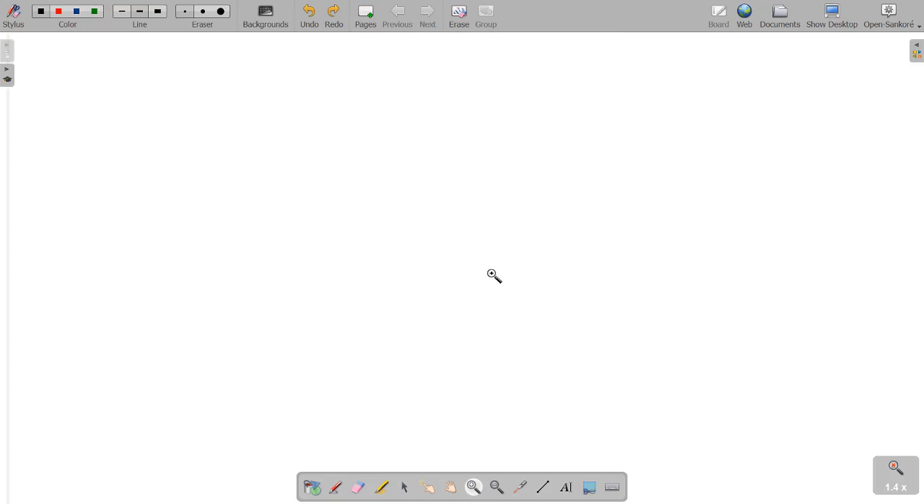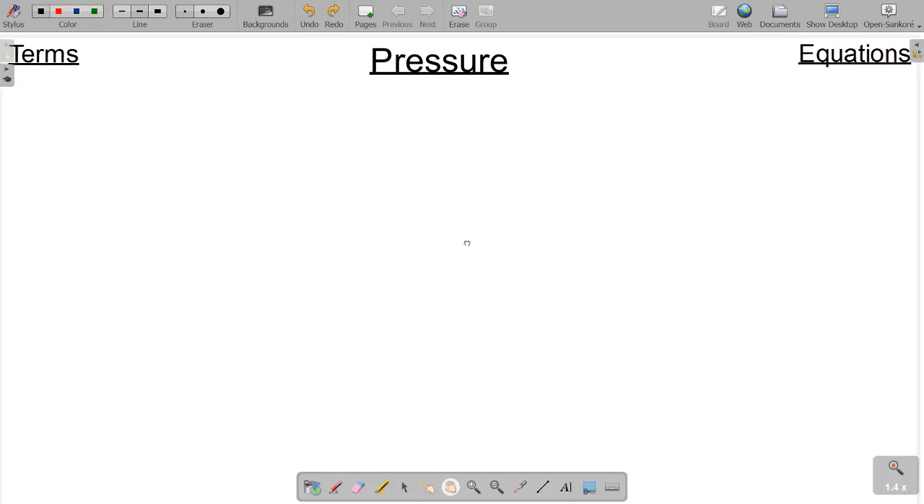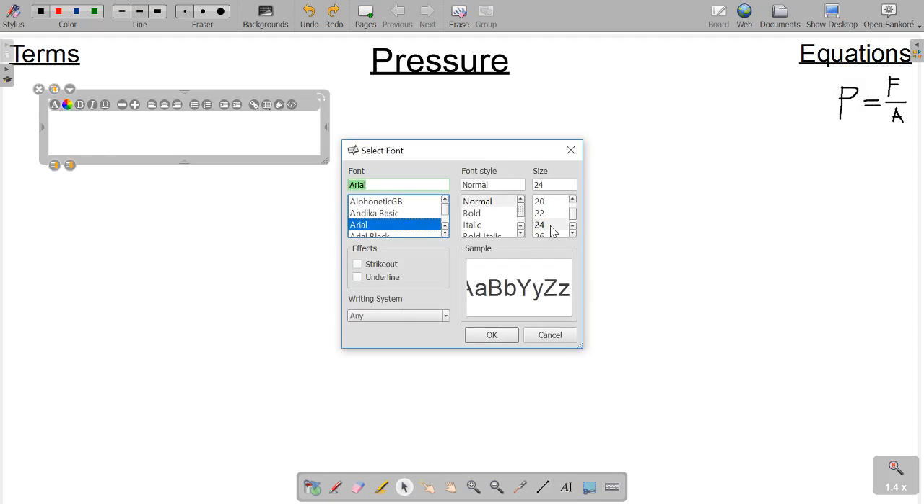So I'll start off with the definition of pressure. Pressure is defined as force over area. So here P is pressure, F is force, and A is area. Let me move this here, and let me add a term here.